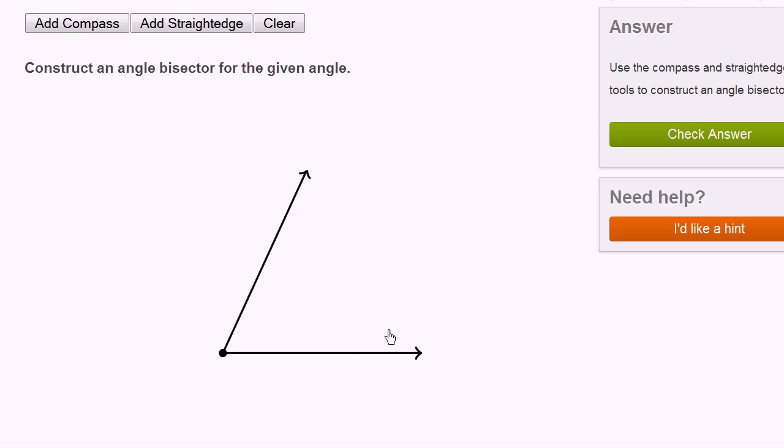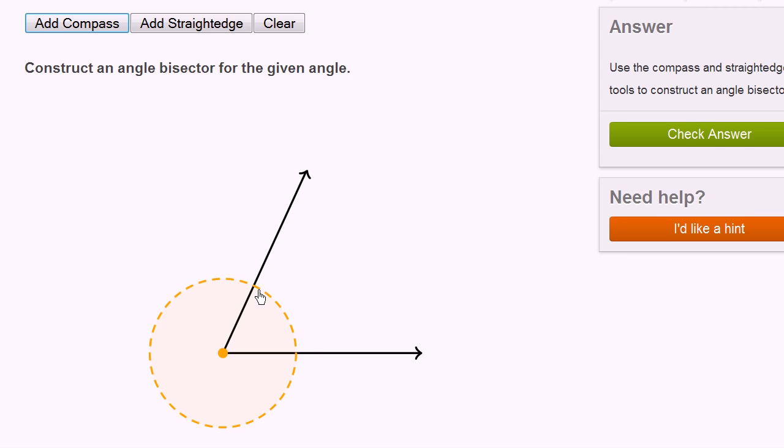So let's first find two points that are equidistant from this point right over here on each of these rays. So to do that, let us draw one circle here. And I can make this of any radius. Wherever this intersects with the rays, that's where I'm going to put a point. So let's say here and here. Notice both of these points, since they're both on this circle, are going to be equidistant from this point, which is the center of the circle.